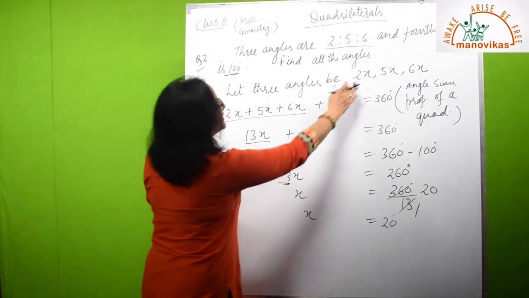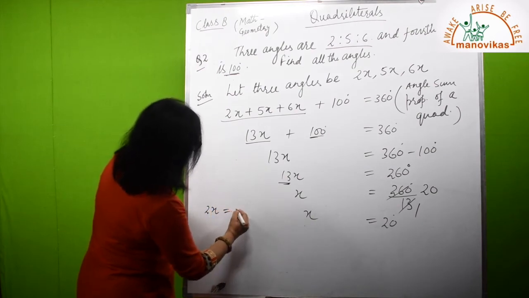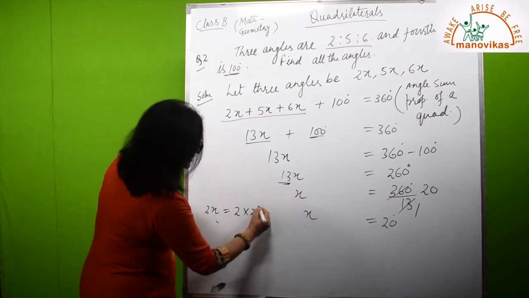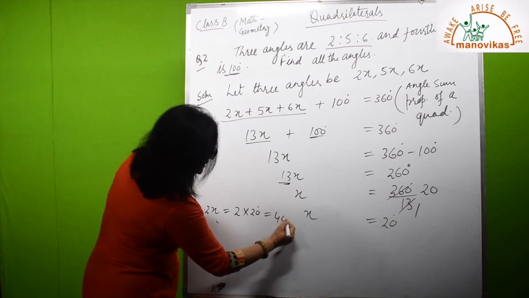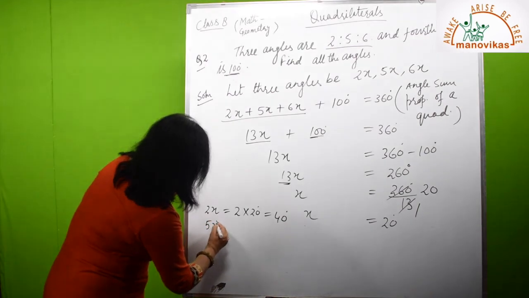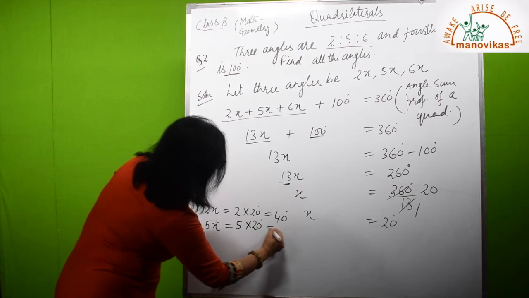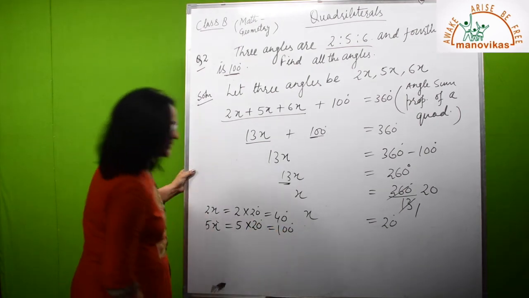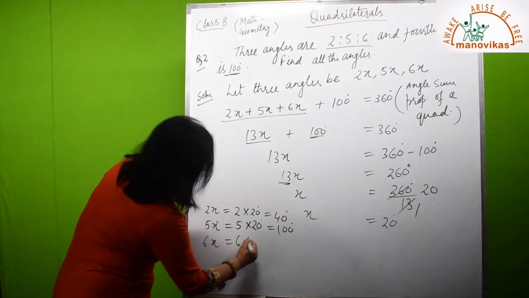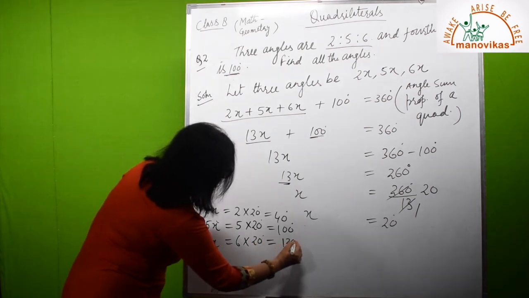Now if we substitute the value of x in these 3 variable forms of the angles, we get all the 3 angles. So 2x is equal to 2 multiplied by 20, because x is equal to 20. So we got the second angle as 40 degrees. Now the third angle is 5x. So again put the value of x, 5 into 20 degrees, and this is equal to 100 degrees. This is the third angle. And the fourth angle is 6x, that means 6 multiplied by 20, and this is equal to 120 degrees.